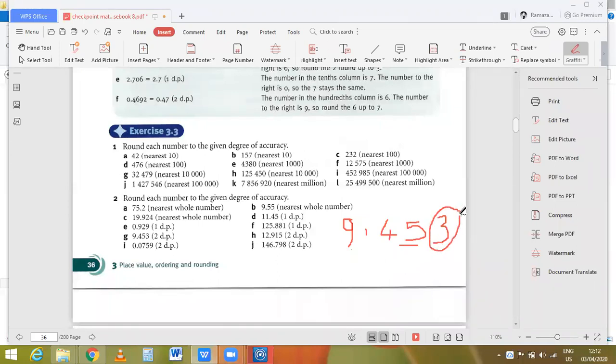Now tell me, this 3, is it bigger than 5 or less than 5? Less than 5. So in this case, are we going up or down? Down. So I will just write exactly 9.45. Meaning 0, you can put it here also 0. It's the same. Okay, teacher. Thank you. You're welcome. Any more question? No. Okay. Thank you.